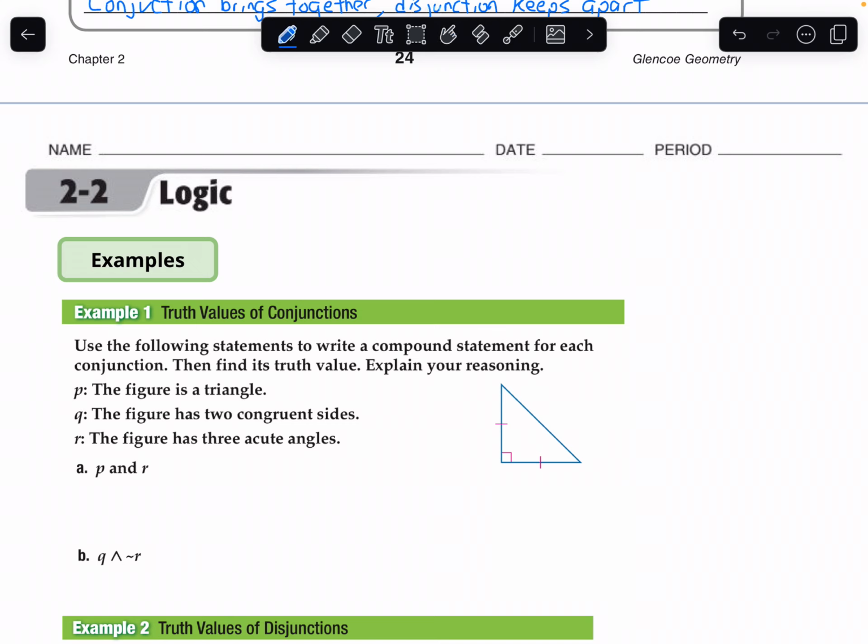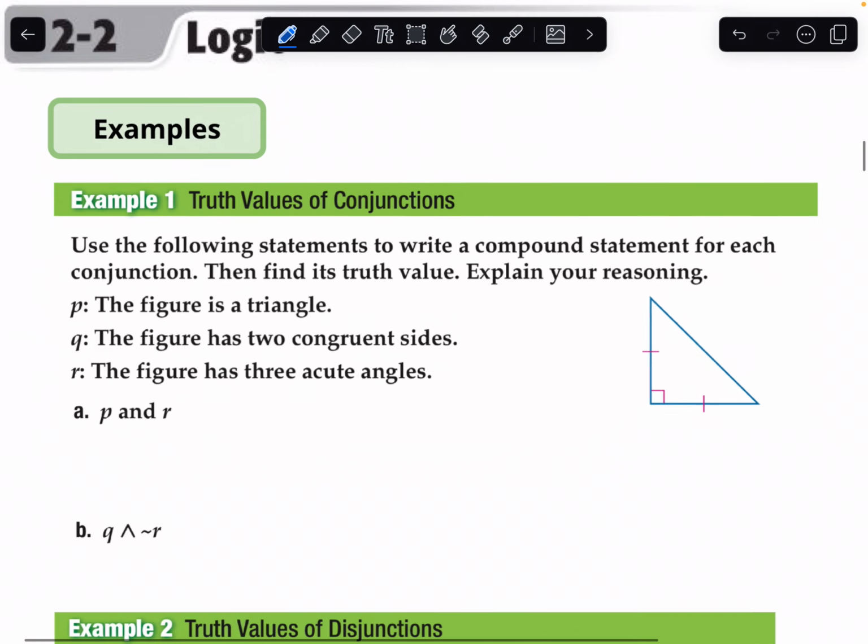Let's now complete the example problems together. In example 1, we are finding the truth values of conjunctions. Use the following statements to write a compound statement for each conjunction. Then find its truth value. Explain your reasoning.